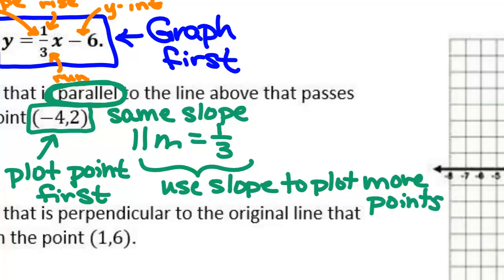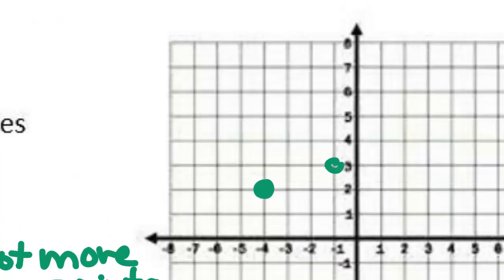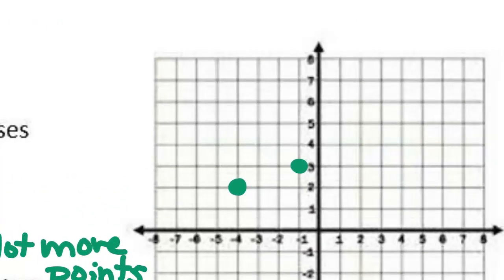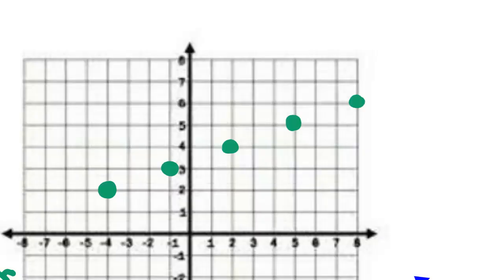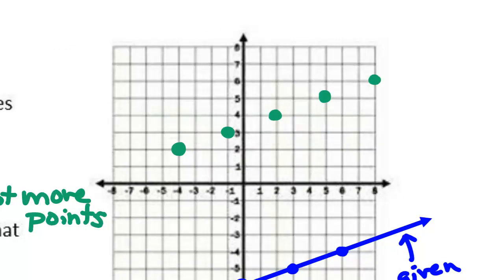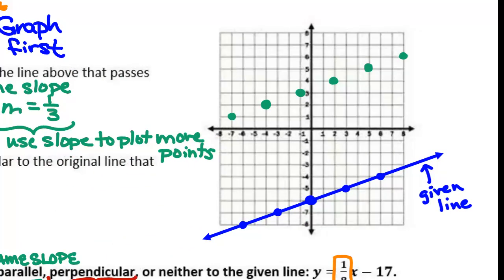So from that point that we plotted at (-4, 2), I'm going to go up 1 and right 3, up 1 and right 3, up 1 and right 3, up 1 and right 3, and hit the edge of my graph. And then I go down 1 and left 3. I can get one more point on there.